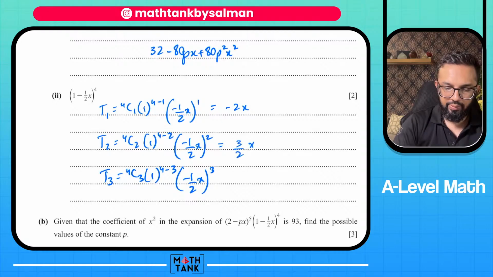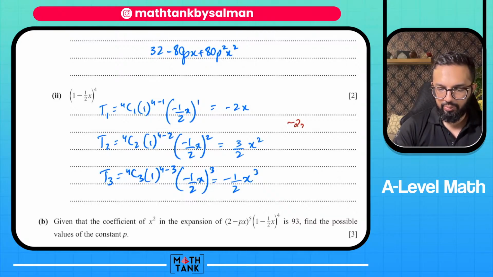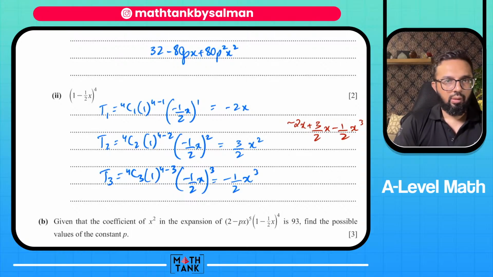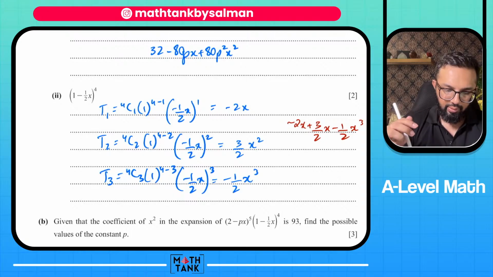Over to x squared minus half x cubed. So minus 2x plus 3 over 2x minus half x cubed. I think those should be the correct order of terms. Okay, one thing that I've messed up. No, so my bad. Sorry.